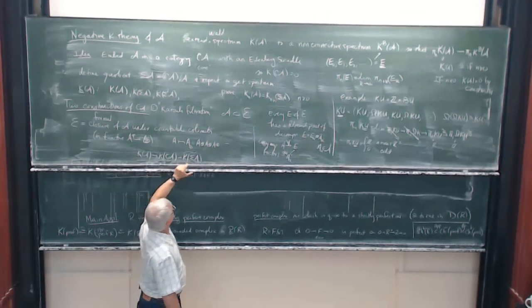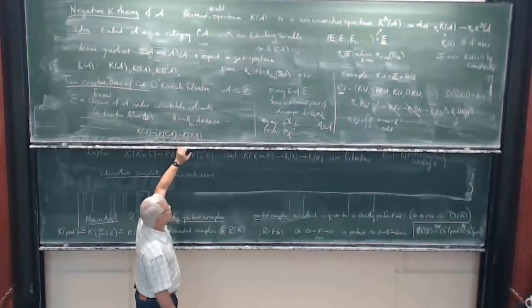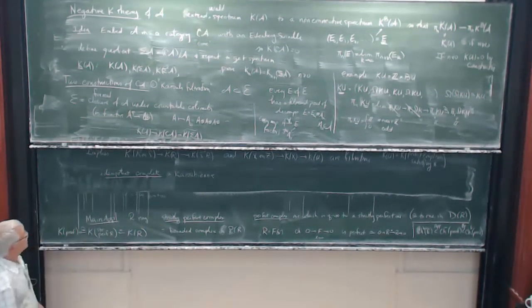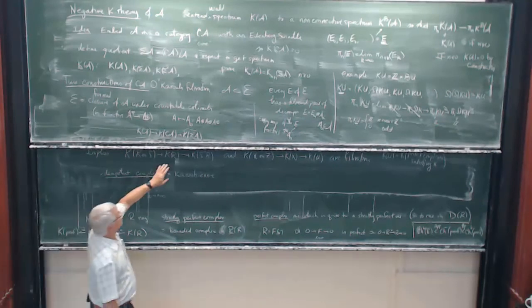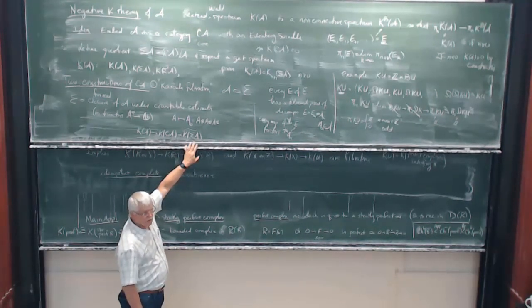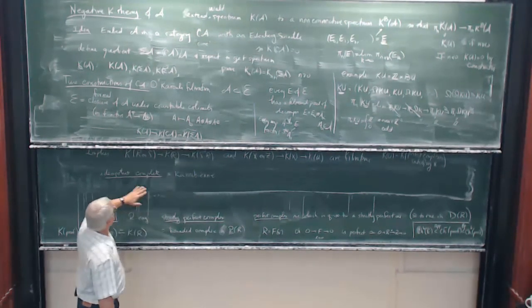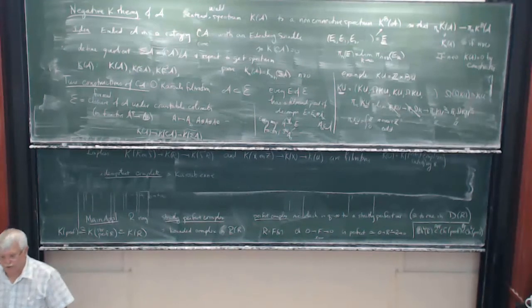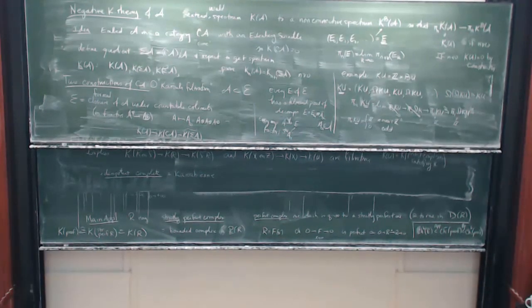But if you start off with something which is not idempotent complete, then what you're going to end up with is the negative K-theory of the idempotent completion instead of the negative K-theory of the original thing that you started with, which we don't know how to define. So that's sort of like a little warning, another thing under that rug.